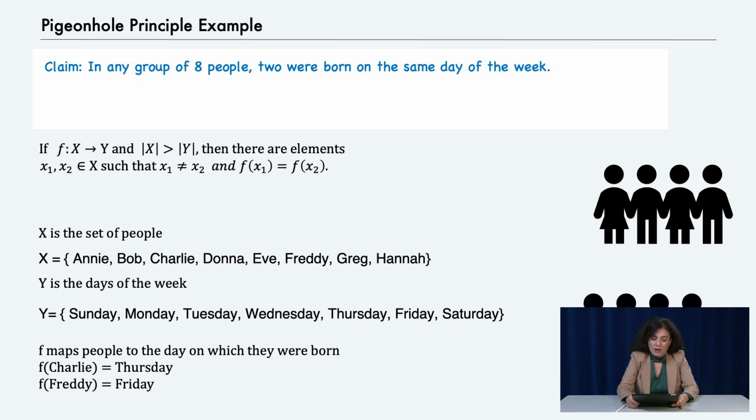In this example, our set X is our group of guests at the dinner party. That's Annie, Bob, Charlie, Donna, Eve, Freddie, Greg, and Hannah. Our set Y are the days of the week: Sunday, Monday, Tuesday, Wednesday, Thursday, Friday, and Saturday. Our function f maps the people at the dinner party to the day on which they were born. So we can have Charlie mapping to Thursday if Charlie was born on Thursday, and Freddie mapping to Friday if Freddie was born on Friday.